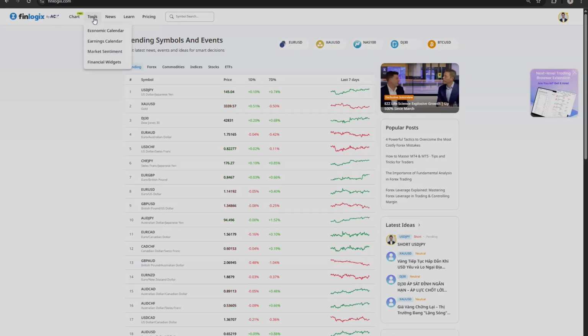You also have a few tools, like the economic calendar, for fundamental traders to have a look at the data, and the earnings calendar for those who trade stocks and equities. I'm not that big into equities. Then there's the market sentiment, the one that we're going to use today, and a few other things, but primarily charting tools, economic calendar, earnings calendar, and market sentiment.